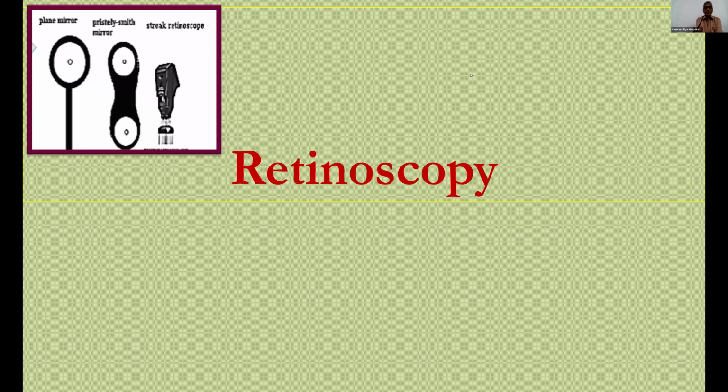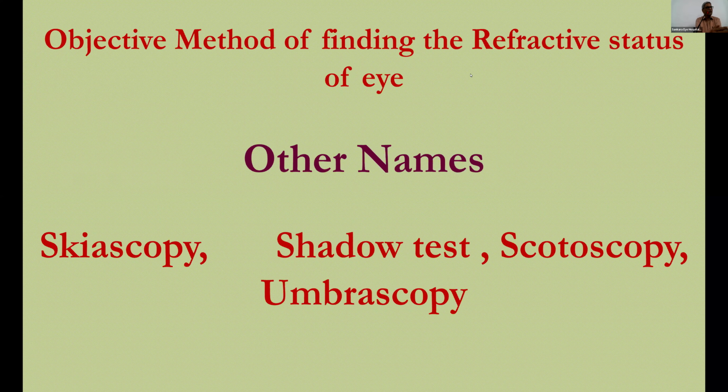See, other names. Suppose you are asked, retinoscopy, you will write. If you ask the shadow test, you must write the same thing. Skiascopy, umbrascopy. Umbra is shadow, you know that. Umbra, penumbra, umbrella, you have not studied physics. Umbra, penumbra, and the umbrascopy is the same thing. Skiascopy, shadow test, scotoscopy. All these are same names for retinoscopy. Suppose the question comes, umbrascopy, then don't leave it.